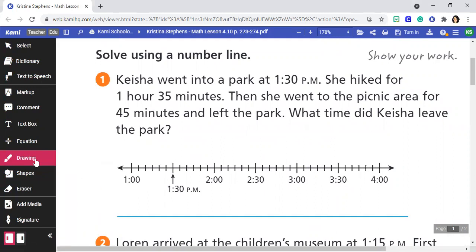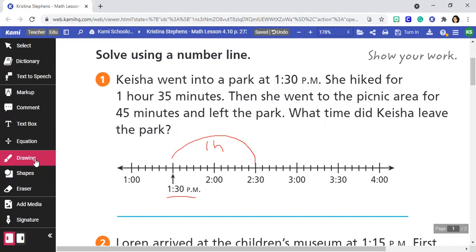Okay, so she went into the park at 1:30 p.m. You can see right here that they have already identified our starting point. So if she hiked for 1 hour 35 minutes, we're going to use this number line. And we did this a little bit yesterday on our own, so it should have gotten you familiar with the idea. If I jump forward 1 hour from 1:30, an hour later is going to be all the way over here to 2:30. So that's our 1 hour that we've gone.